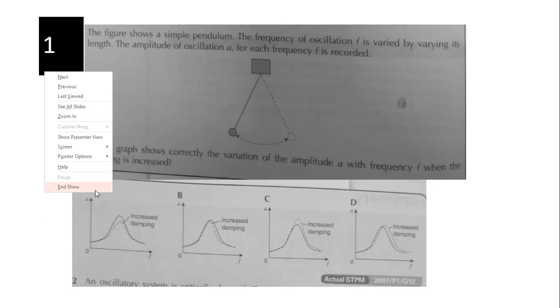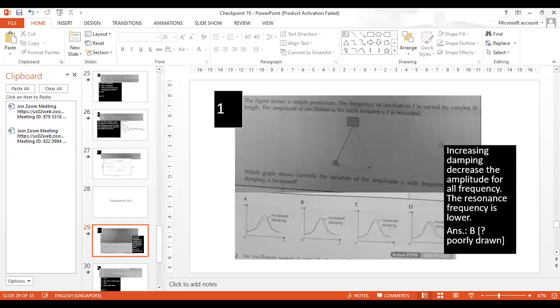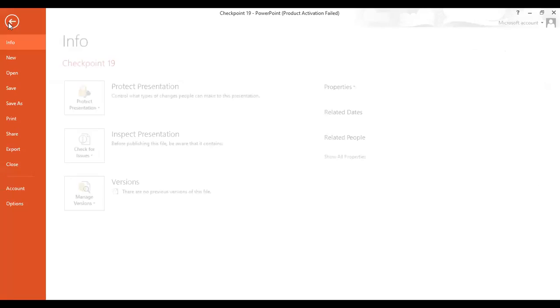Let me just review with you why I say A is poorly drawn. The answer should be quite close to A, but it is poorly drawn. B is also poorly drawn. Even the book gives the answer as B, but it's also poorly drawn. The amplitude should go down, and the curves shouldn't touch each other. Let me just review with you. Once in a while they make mistakes there.